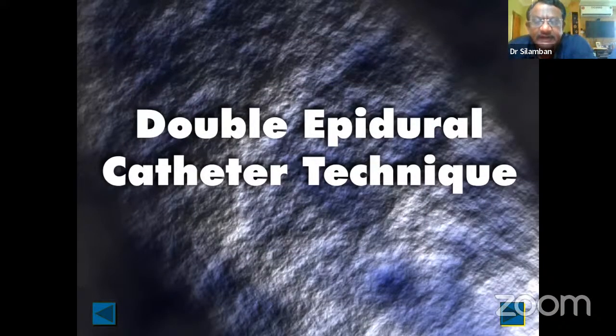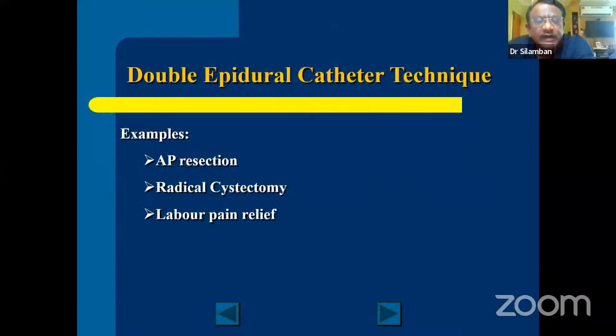See, this is another technique which I very, very rarely use. Nowadays, I don't use it very much, but initially in my early stages, I was using. I use 2 catheters for anterior AP resections, radical cystectomy, bladder removal with Roux-en-Y loop, and even for labor pain relief, I used to use 2 catheters. One for the lumbar pain, where the uterine pain, and another for the vaginal pain that happens.